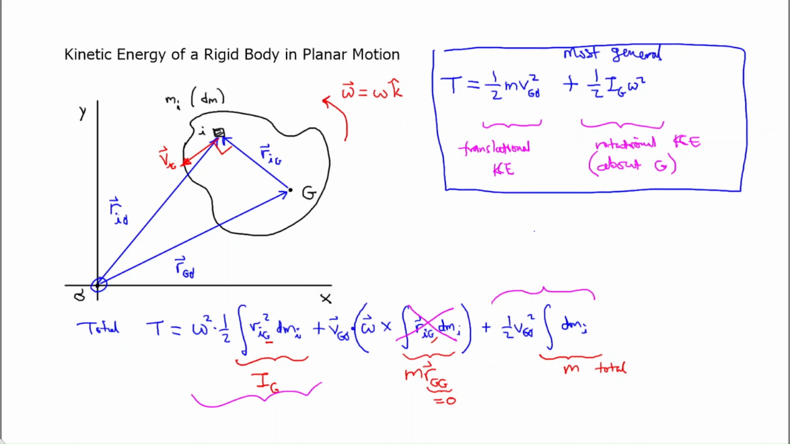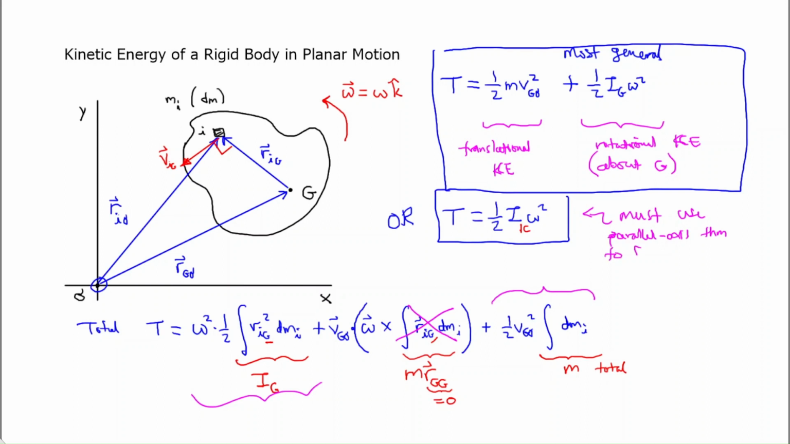Now there's another way which is completely general. You have to do a little working to get to it, but you can write this as 1/2 I omega squared if the I is about what we call the instantaneous center. So in other words, if we can figure out the instantaneous center, the point about which this is momentarily rotating, then we can use the parallel axis theorem to figure out that new moment of inertia, and we can just use a single term here. So a reminder here, you have to use the parallel axis theorem to find the instantaneous center.